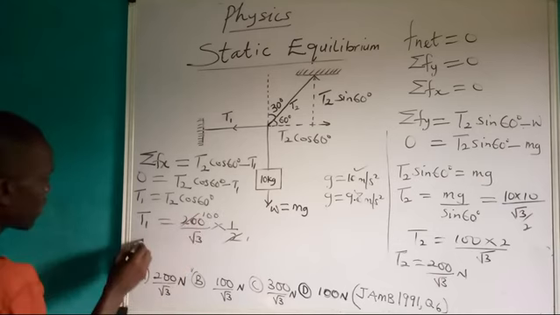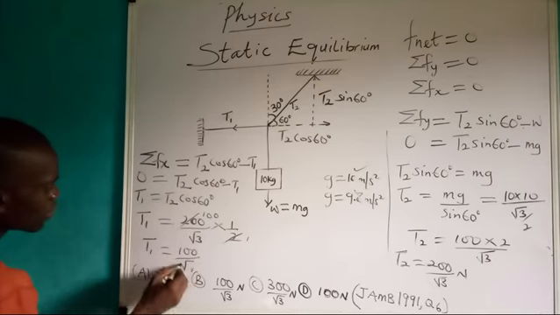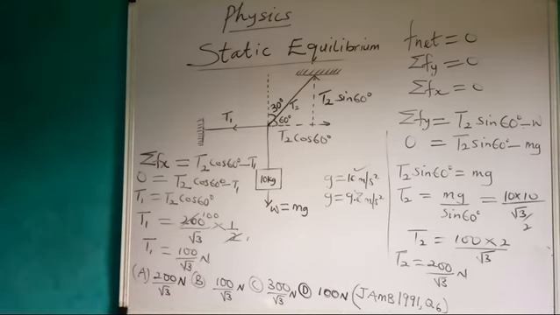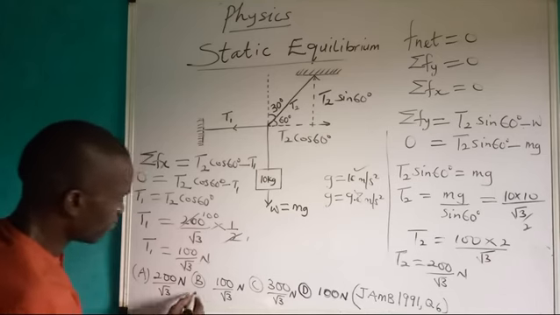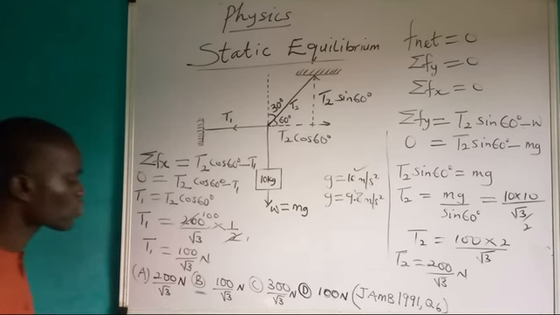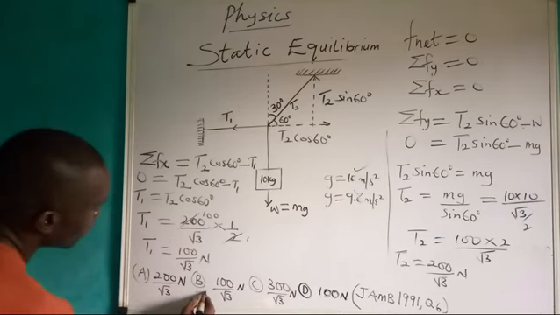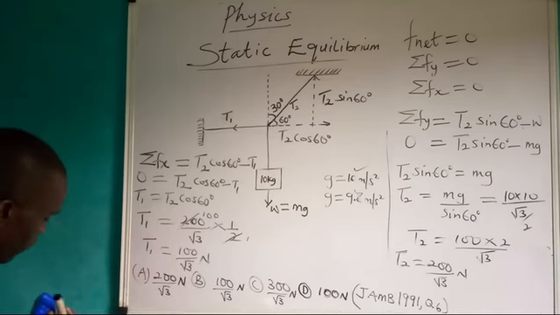Therefore, my answer for T1 will be 100 over root 3 Newton. Let us see from the options the best option here. It means that the one we have here is B. B is the right option. Therefore, we have B as the right option. This is all about this system we have on the board, and this is how to resolve it.